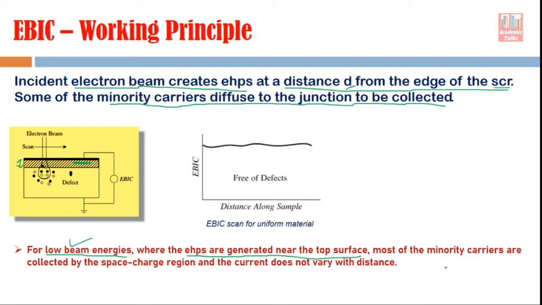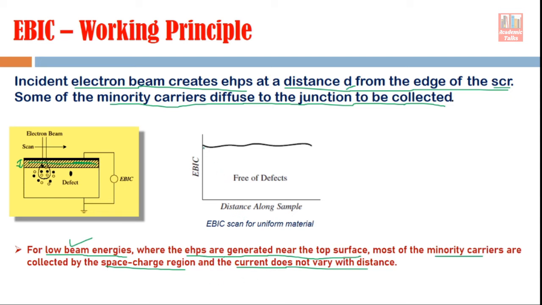In that case, what happened? Most of the minority carriers are collected by the space charge region, right? All these carriers are present within this space charge region, so the current doesn't vary with distance. It doesn't matter whether the electron beam is here or here or here. So you move this electron beam, you scan it along this green line, and you will see that the current is not changing within the space charge region.